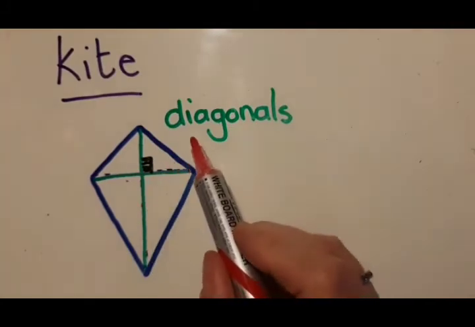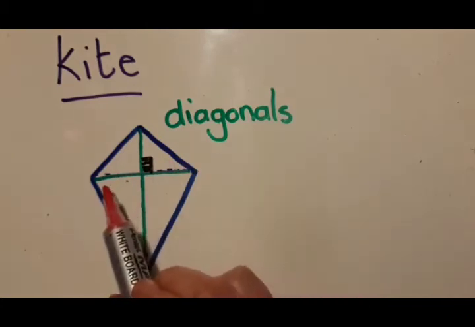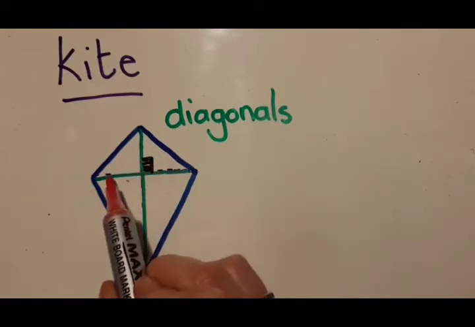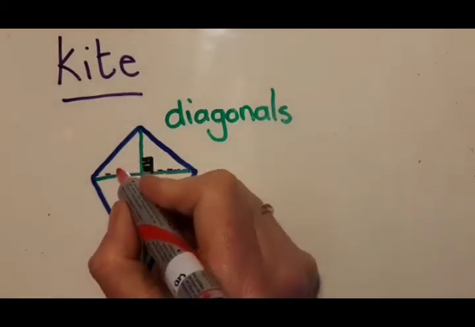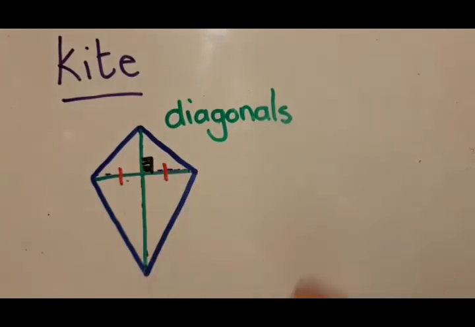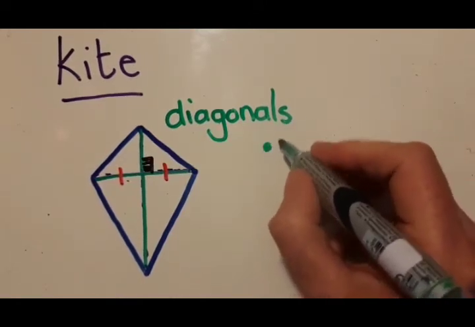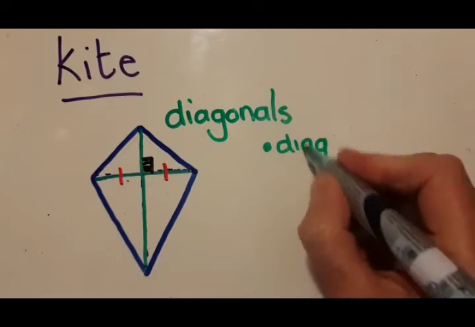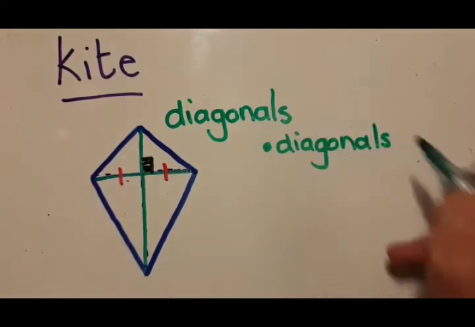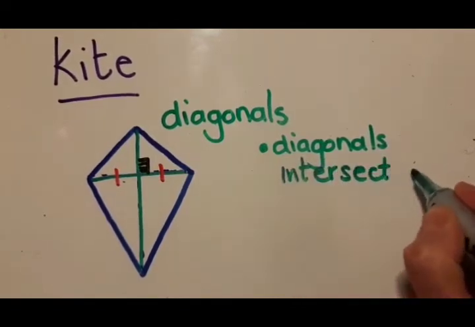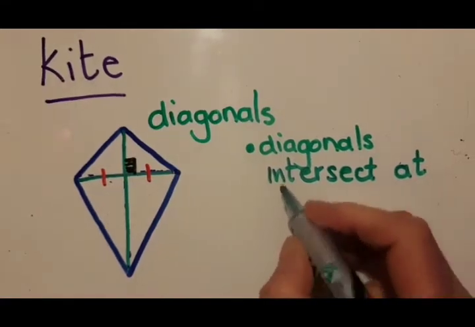Now the other thing that these diagonals do is when they cross over, they bisect the shortest diagonal. So it means that this side is equal to that side. So let's write that in. These are the characteristics of the kite. The diagonals intersect at 90 degrees.